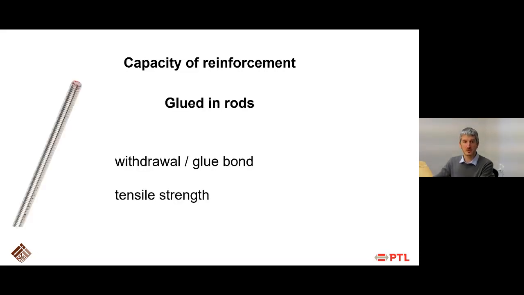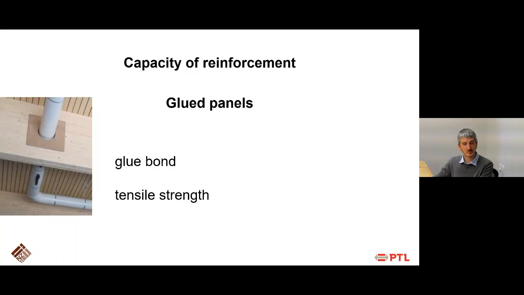Finally, when you use glued-in rods, you have to check the withdrawal strength or glue bond, and you can do this based on Chapter 29 of the Timber Design Guide. And you also have to check for the tensile strength. Now, these equations can be found in relevant literature or in the guideline.